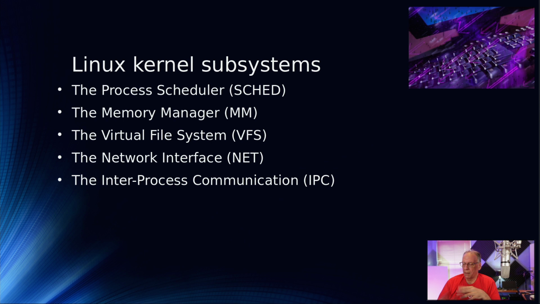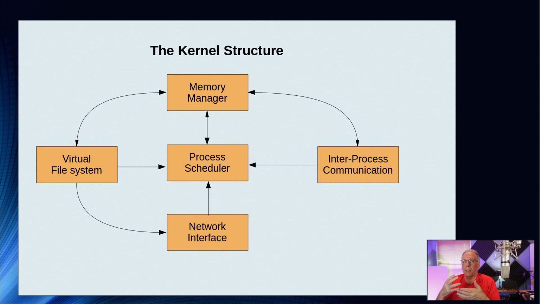If we're looking at how the dependency map works in the kernel, this would be a depiction of that dependency map. So let's take it from the top. Let's look at the memory manager. If an arrow comes out of the memory manager, that means that it depends on what it's pointing at. So in this case, the memory manager is dependent upon the virtual file system, the process scheduler, and inter-process communication.